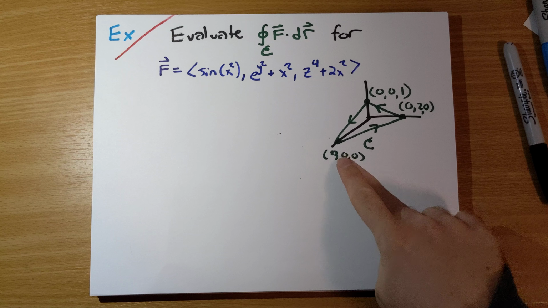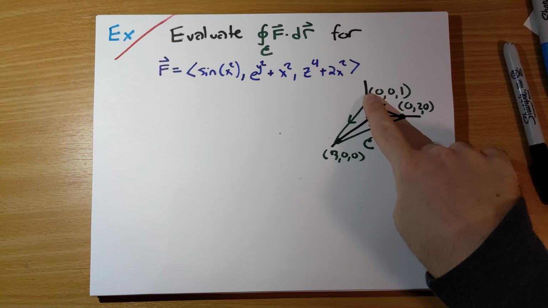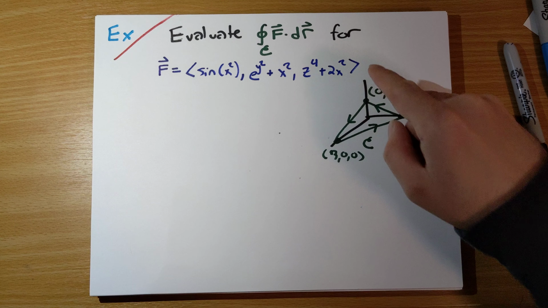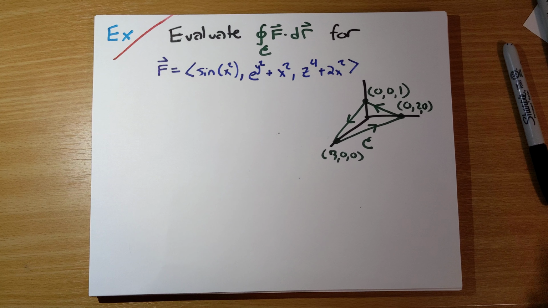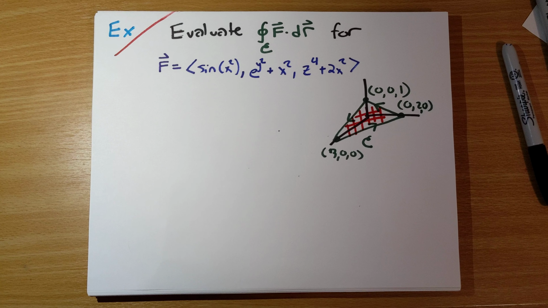For C the line segment from (3, 0, 0) to (0, 2, 0), up to (0, 0, 1), and then back to (3, 0, 0). If we wanted to do this in a straightforward fashion, we'd have to parameterize each one of these three and calculate three separate vector line integrals. We could do it, but it would be a lot of work here. Instead, we're going to use Stokes' theorem. First we need to take the curl.